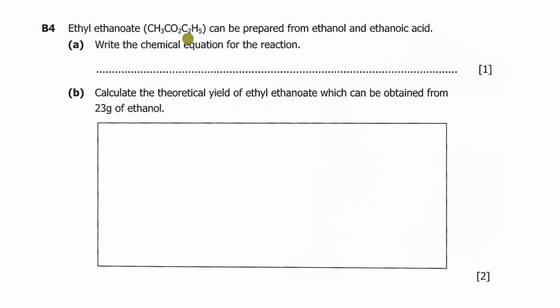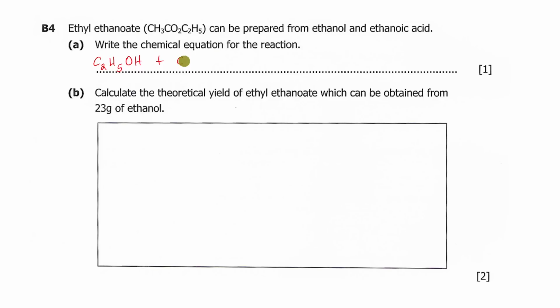Ethyl ethanoate can be prepared from ethanol and ethanoic acid. Write the chemical equation for the reaction. Okay, so now this one we have ethanol and ethanoic acid to form ethyl ethanoate. So we'll say ethanol to be just C2H5OH, then plus ethanoic acid should be C.